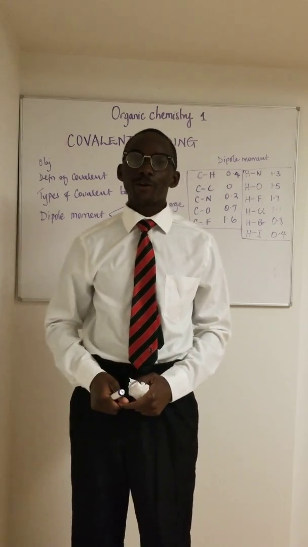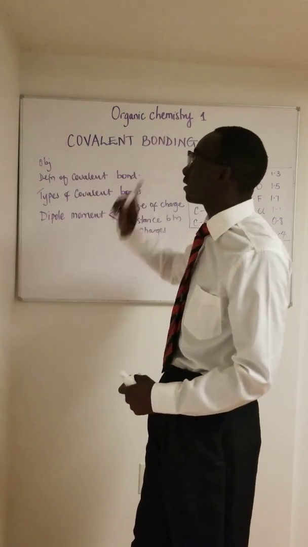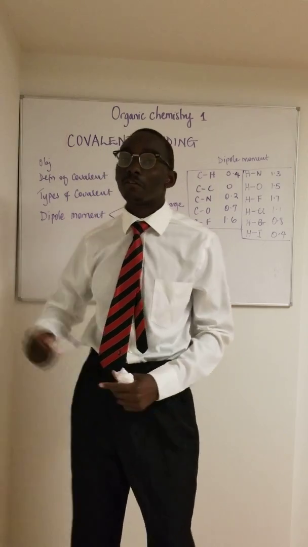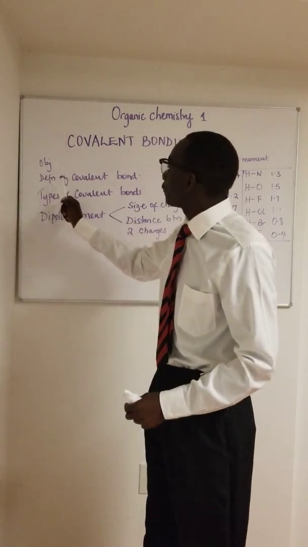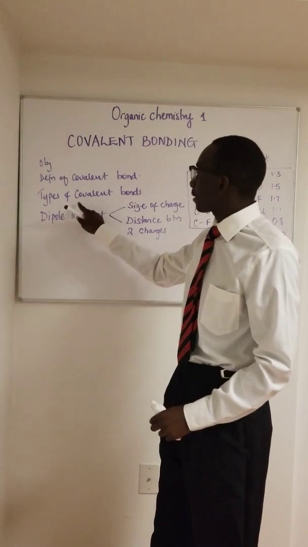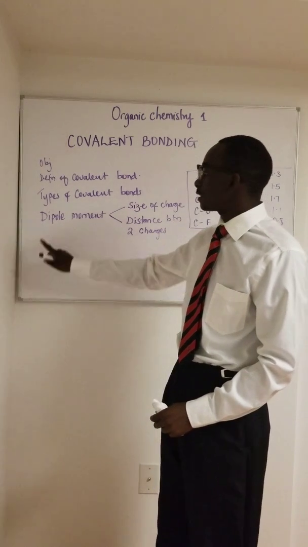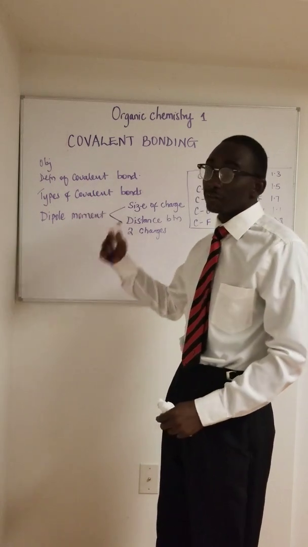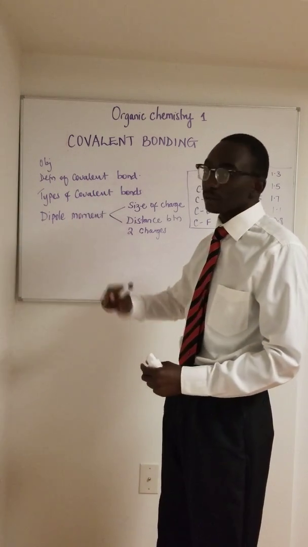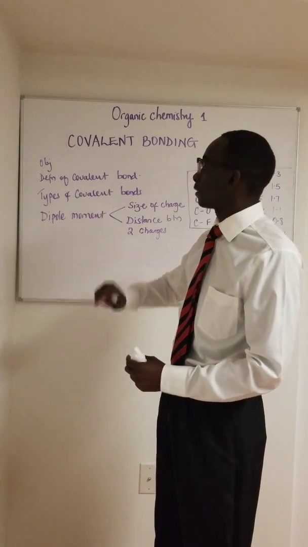In this section, you're going to be dealing with Organic Chemistry 1, and we are continuing with covalent bonding. Our objectives today are the definition of a covalent bond, types of covalent bonds, and lastly, but not least, we shall look at dipole moment. And if time allows, we shall do some sample questions about this topic.